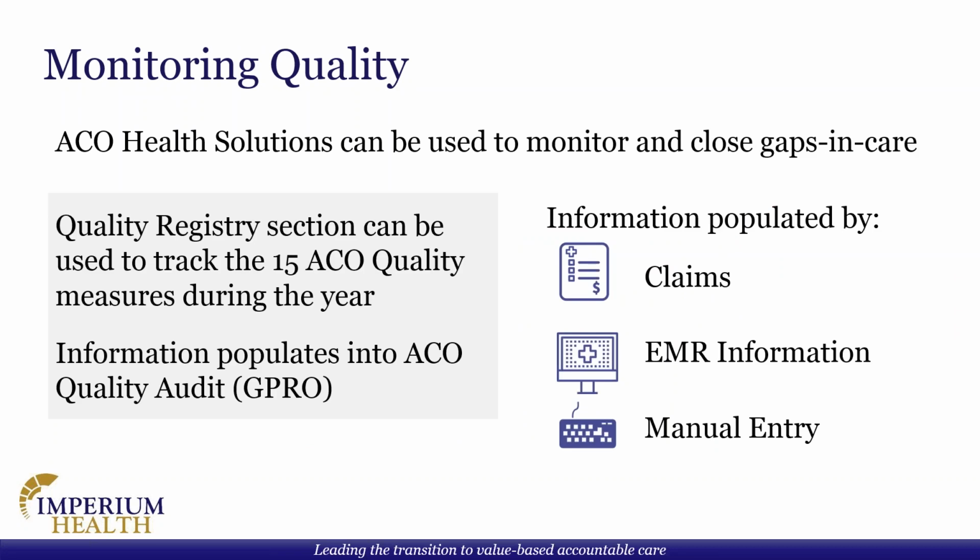The next section within ACO Health Solutions that's really commonly used is the Quality Registry section. The Quality Registry section is going to be populated by claims data, EMR information that we're able to pull as part of a continuity of care document, or maybe some sort of report, or it could be manual entry. The Quality Registry section is going to be the best way for closing and monitoring those 15 ACO quality measures over the course of the year. And if you're using it right, it's a way to work the quality audit, or work that GPRO, bit by bit over the course of the year, to ensure that when it gets time for the actual audit, you're best positioned to do really well and probably have to use a little bit less work during that stressful audit time.